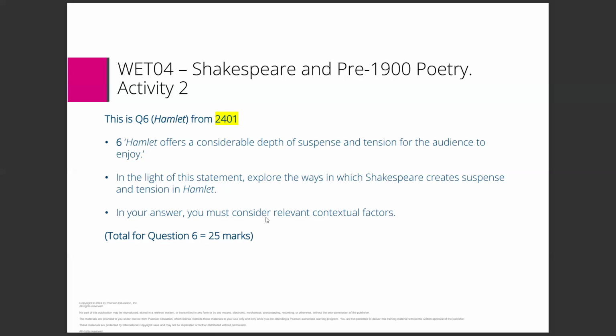The second option, from a January sitting, is talking of the whole play. And this time, rather than focusing on a particular character, it's focusing on an element of dramatic technique. And here it's talking about a considerable depth of suspense and tension for the audience to enjoy. And looking at the task, we'd expect candidates to select examples from the play where they feel suspense has been created, to do more than describe that, to try and explain how they feel Shakespeare has built the suspense or built the tension.